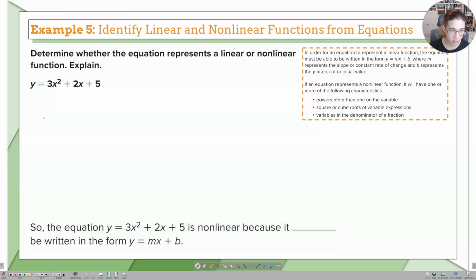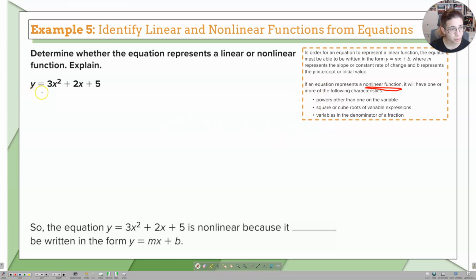Now on the right-hand side of my screen, you'll see I have the list of the characteristics that represent a nonlinear function. If you haven't already sticky noted, bookmarked, or written this down somewhere that you can see regularly, I really recommend you do so, because having this checklist really helps determine whether or not it's going to be a linear or nonlinear function. So let's just start at the top of this checklist, right?